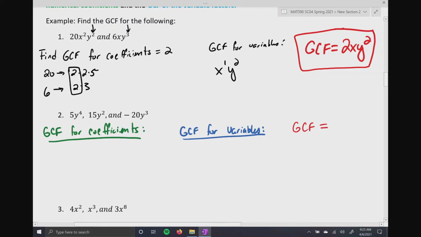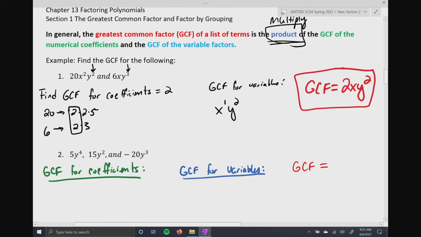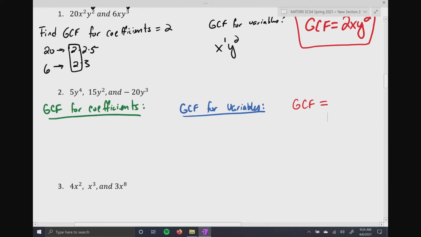All right, so for the next one, and I'm color coding it now, so if you go back and look at the definition, in green is a GCF for the numerical coefficients, and blue is that for the variables, and then the greatest common factor of a list of terms will be in red. Okay? So, for number 2, GCF for the coefficients. You have a 5, 15, and a 20. Don't worry about the negative. So 5, we know equals 5.